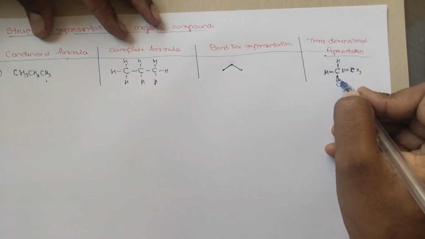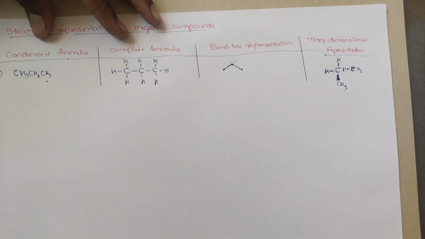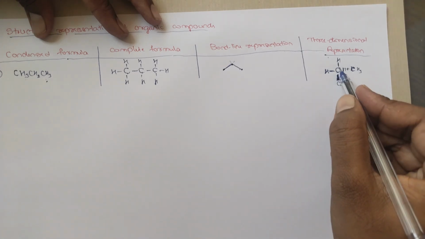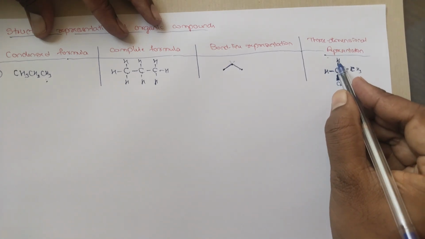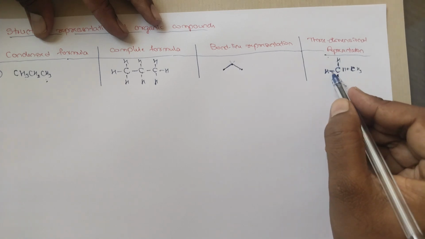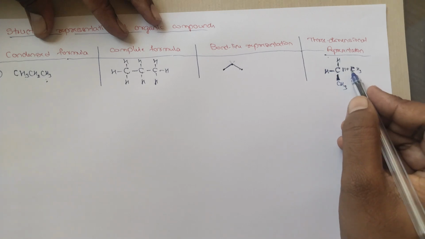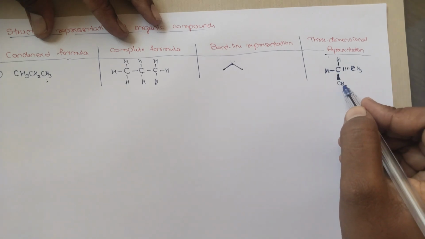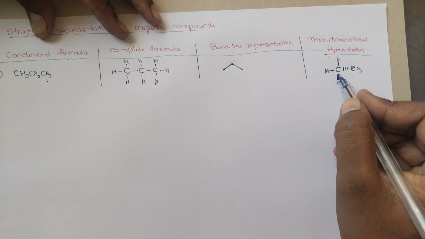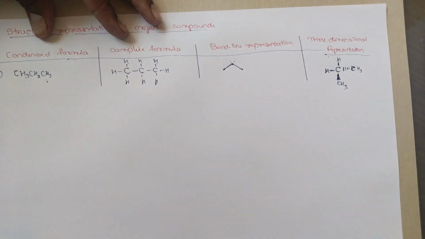The solid wedge means that the methyl group is above the plane. The carbon and these two hydrogens are in the plane. The dashed wedge shows that this methyl group is below the plane, and this solid wedge shows that this methyl group is above the plane. This is called the structural representation of propane.